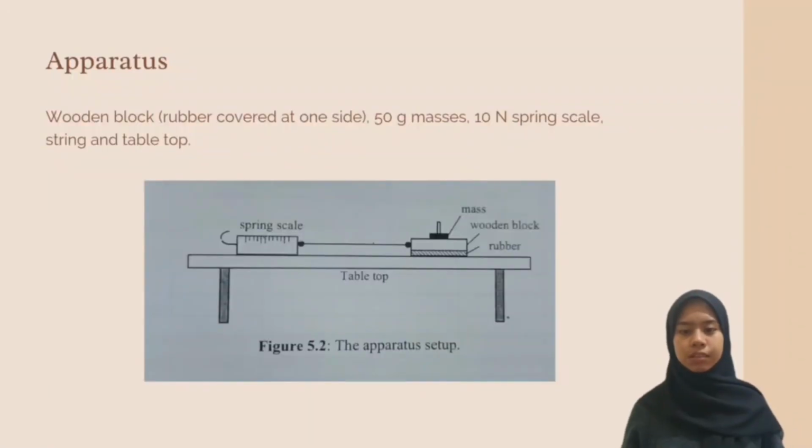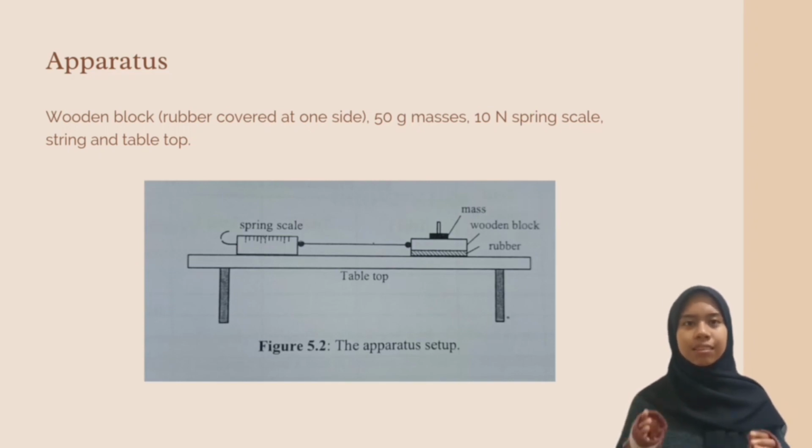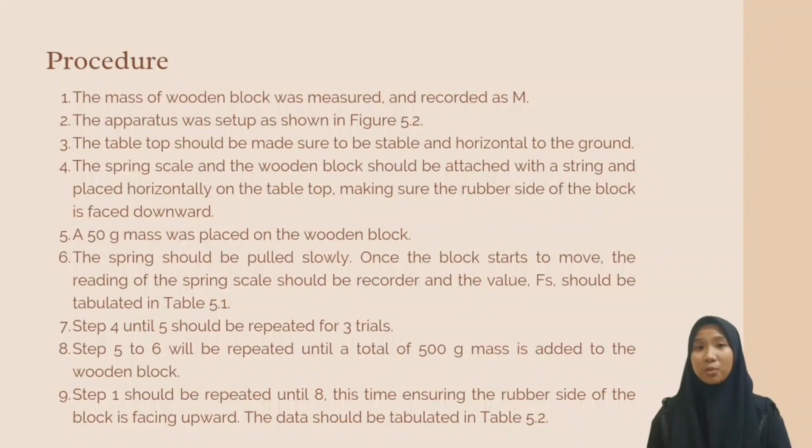For the apparatus, we need a wooden block that has rubber covered on one side, 50 grams of masses, a 10 newton spring scale, string and a tabletop. And this is the setup for the apparatus. As for the procedure, first, the mass of the wooden block was measured and recorded as m. Second, the apparatus was set up as shown in figure 5.2.